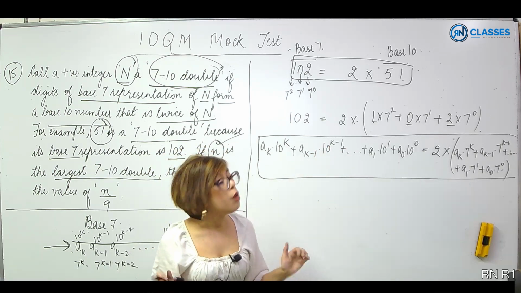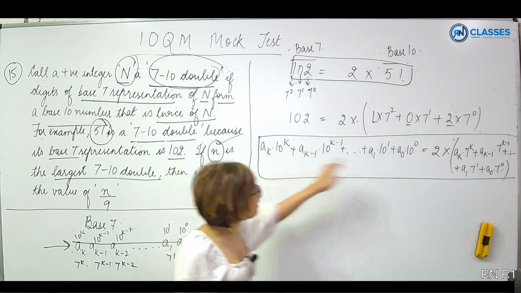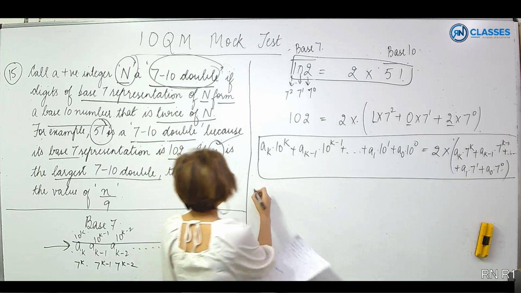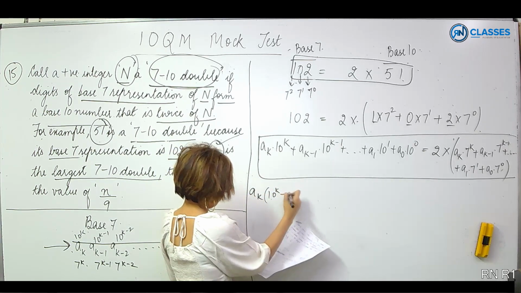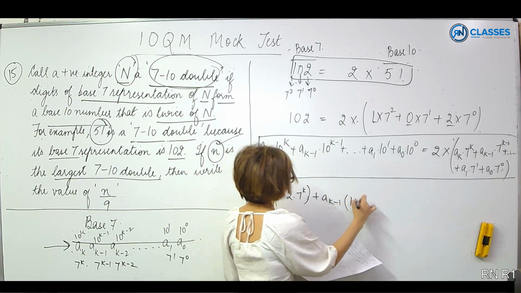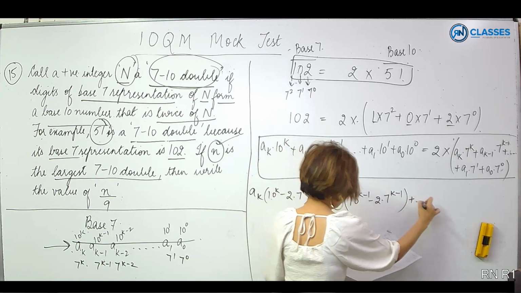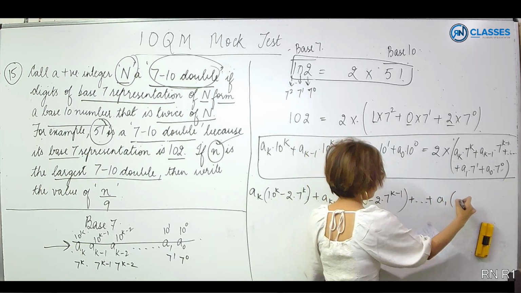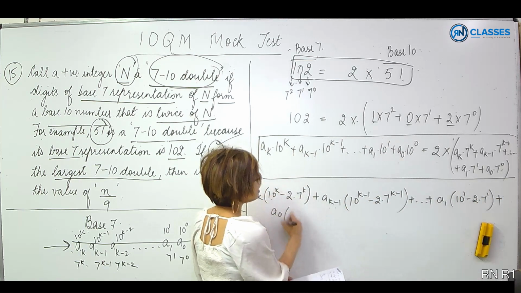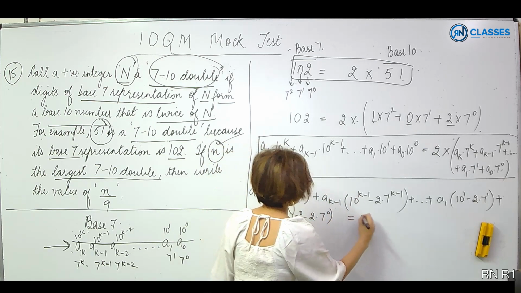Right? But first of all, what I'll do is I'll combine the like terms. So Ak is here, Ak is there, combine the like terms. So shift everything to this side. I will get Ak into 10 raised to k minus 2 into 7 raised to k, plus Ak minus 1 into 10 raised to k minus 1 minus 2 into 7 raised to k minus 1, plus so on, plus A1 into 10 raised to 1 minus 2 into 7 raised to 1, plus A0, that is 10 raised to 0 minus 2 into 7 raised to 0. That is equal to 15.